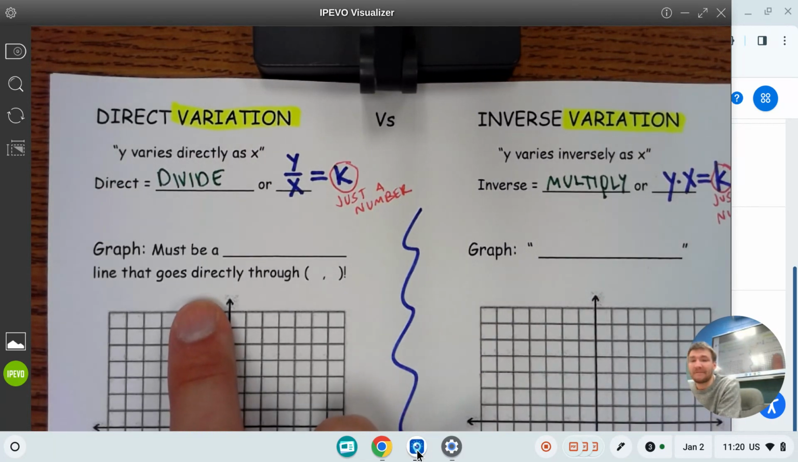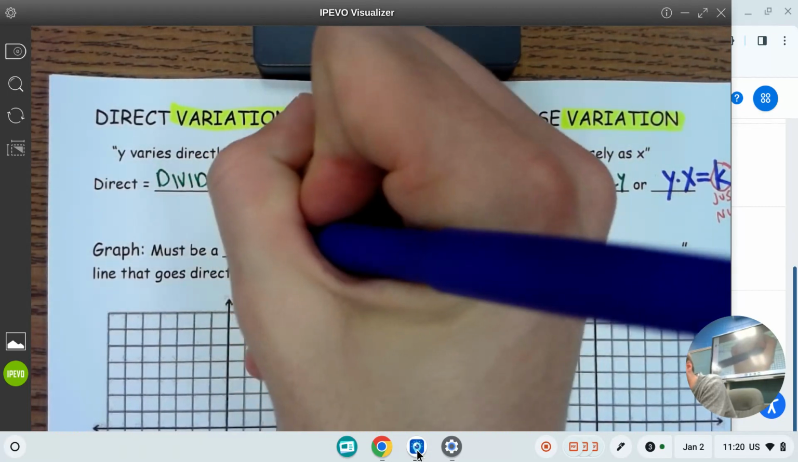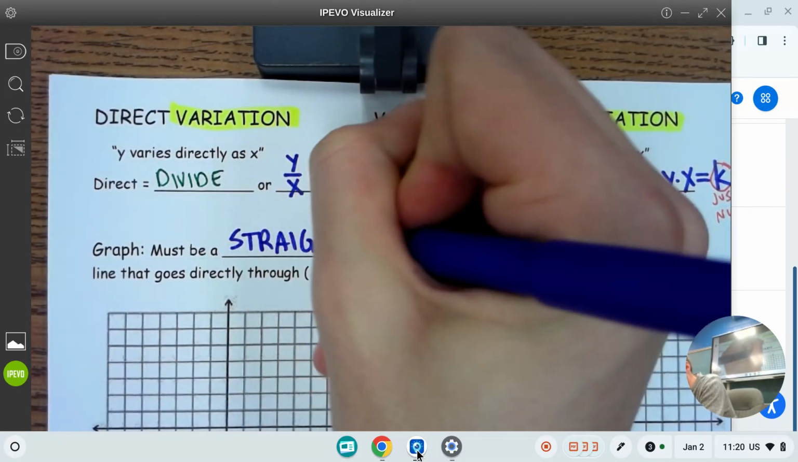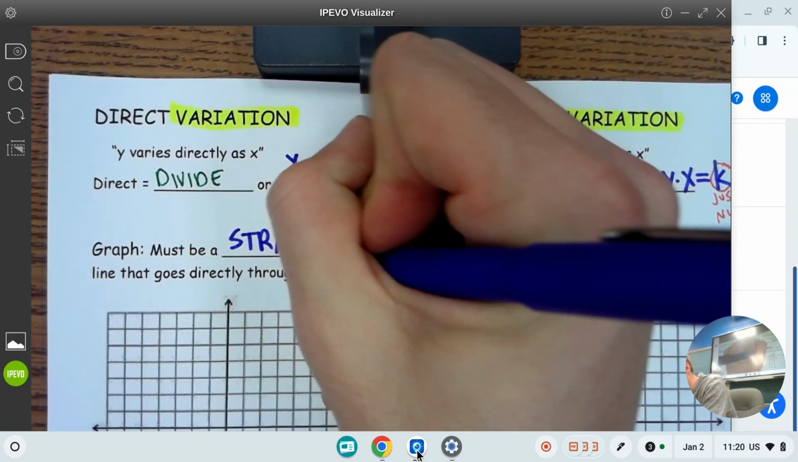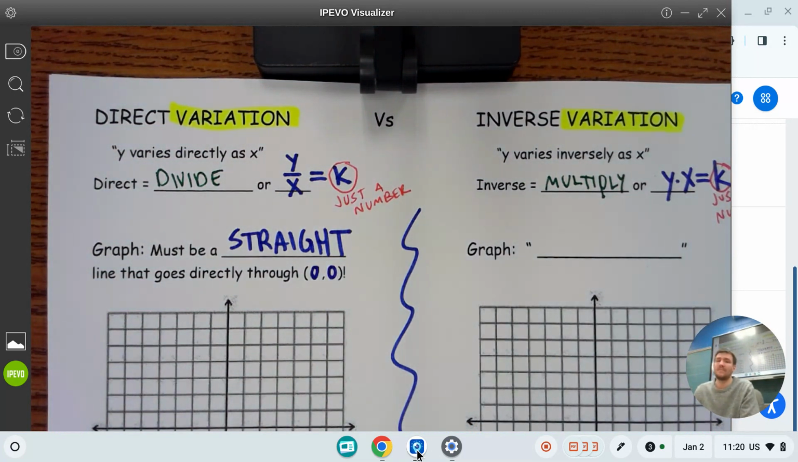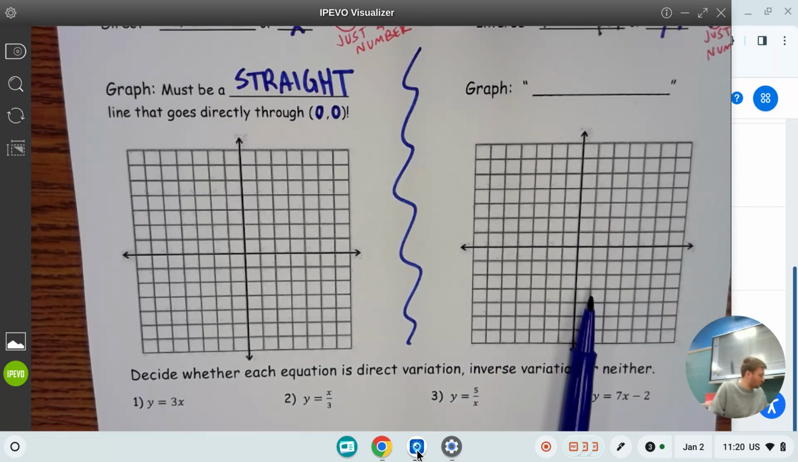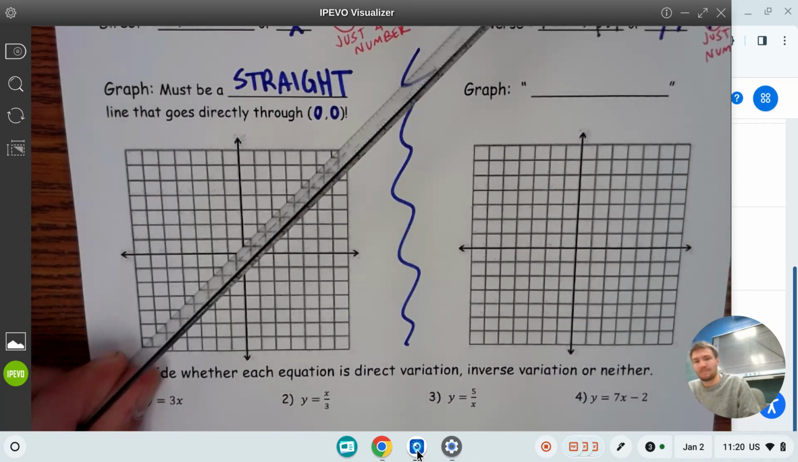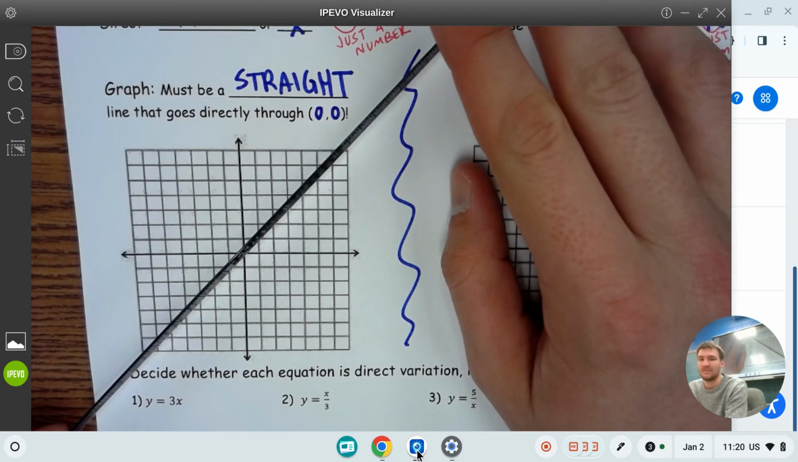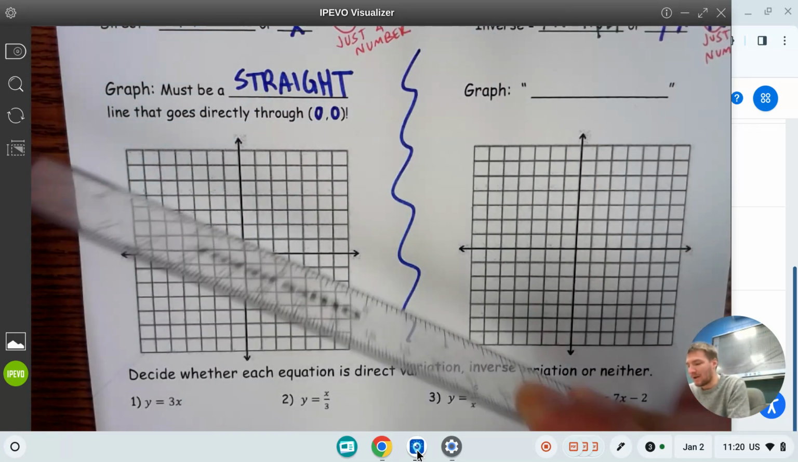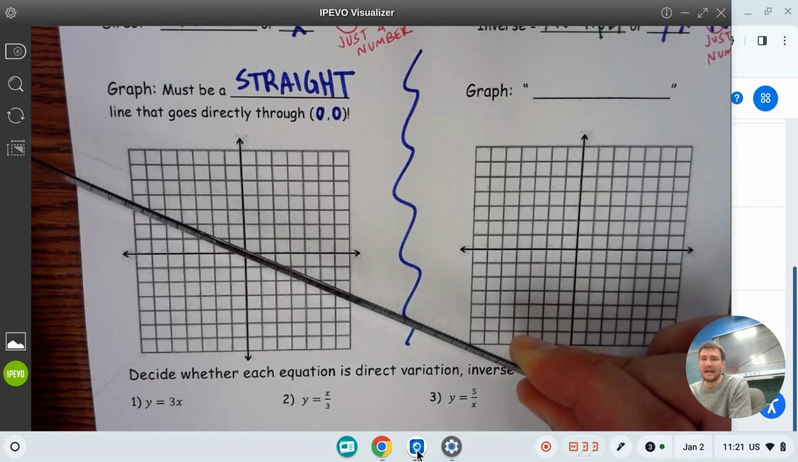When it comes to the graphs, it must be a straight line that goes directly through 0, 0. Well, so, if we're talking about straight lines that go through 0, 0, do you think that counts as a straight line that goes through 0, 0? Yeah. I agree with you. Now, what about that? Is that a straight line that goes through 0, 0? Yep, I agree with you.